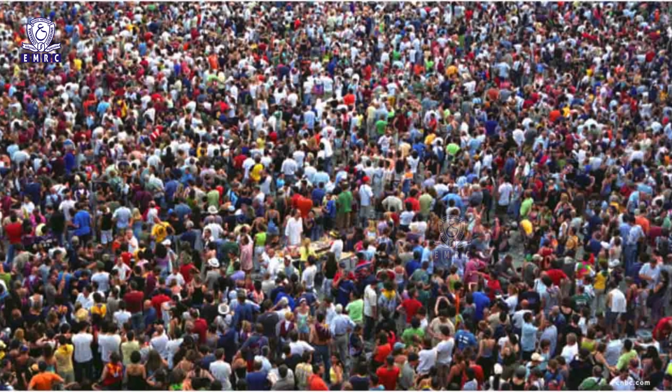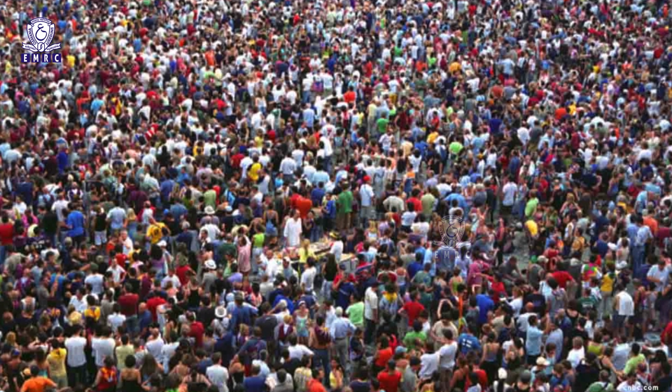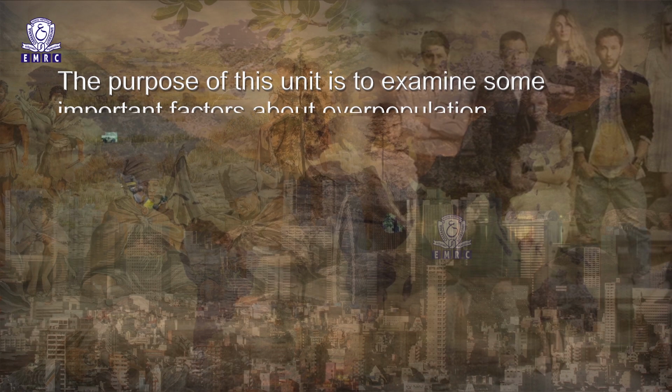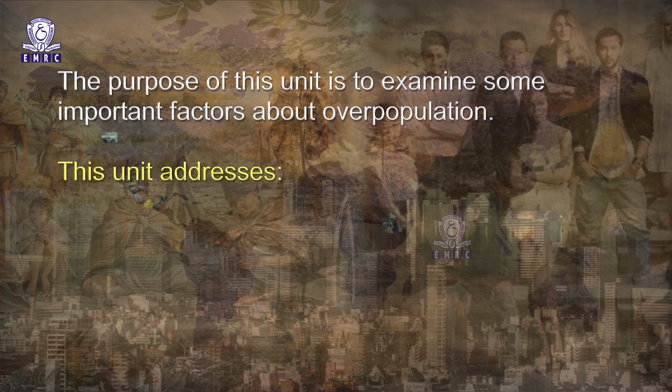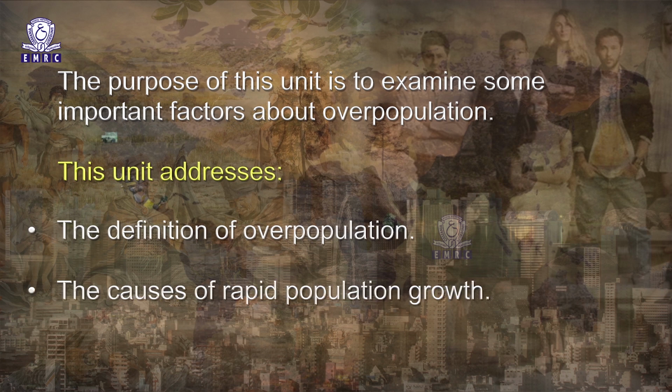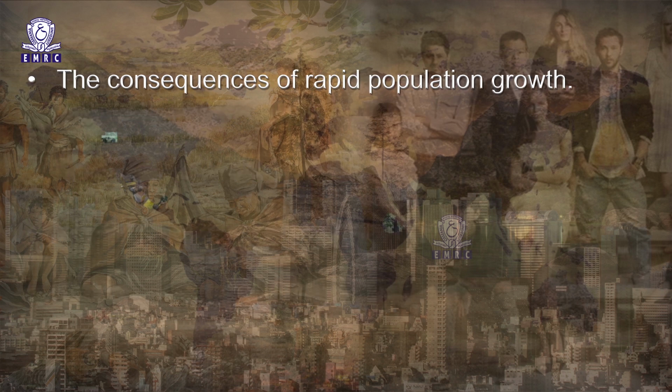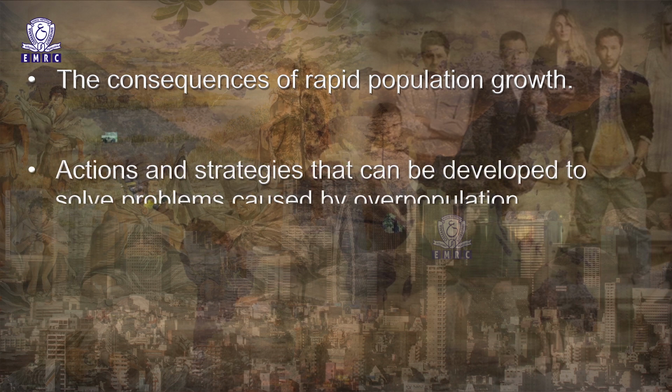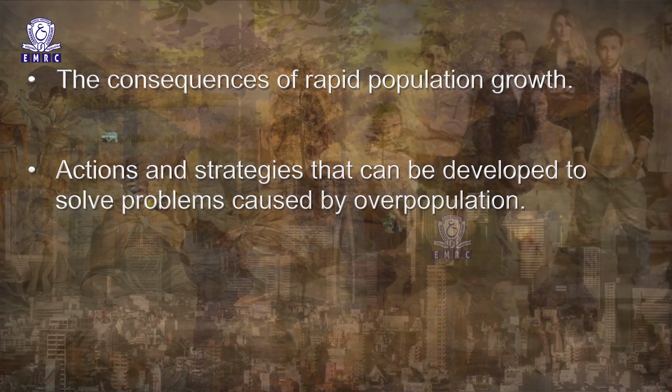The current rate of population growth is now a significant burden to human well-being. Understanding the factors which affect population growth patterns can help us plan for the future. The purpose of this unit is to examine some important factors about overpopulation. This unit addresses the definition of overpopulation, the causes of rapid population growth, the consequences of rapid population growth, and the actions and strategies that can be developed to solve problems caused by overpopulation.